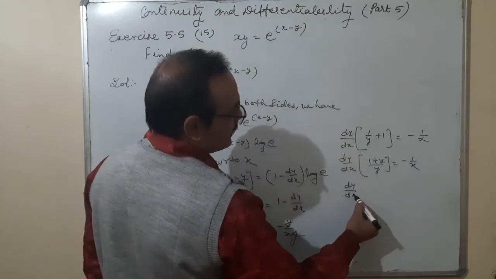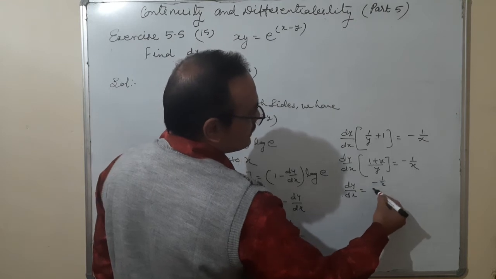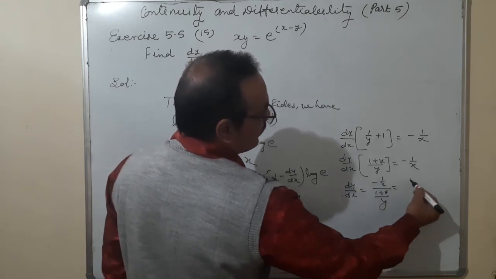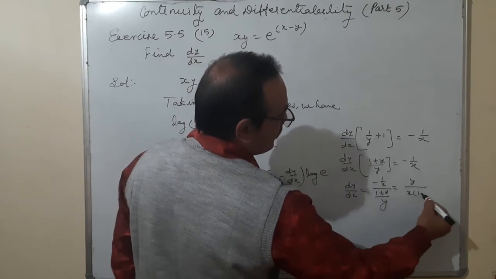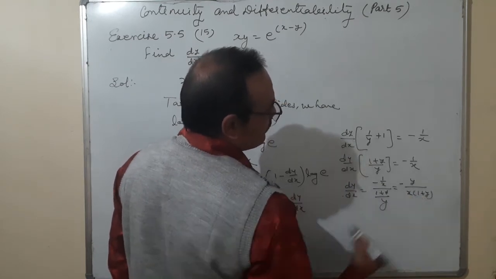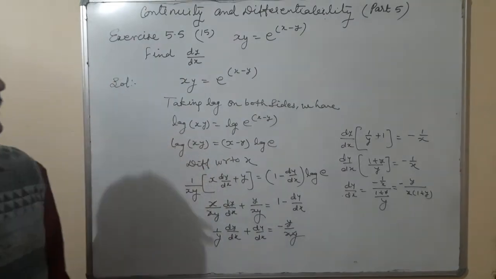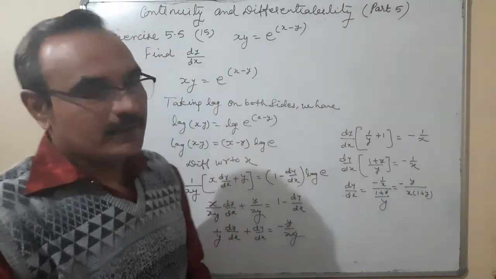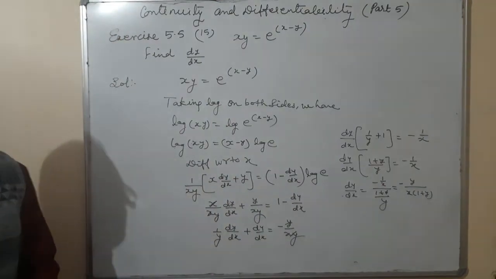So dy by dx is equal to minus 1 upon x upon 1 plus y upon y. So it is coming y upon x into 1 plus y, with minus sign. This is the value of dy by dx.